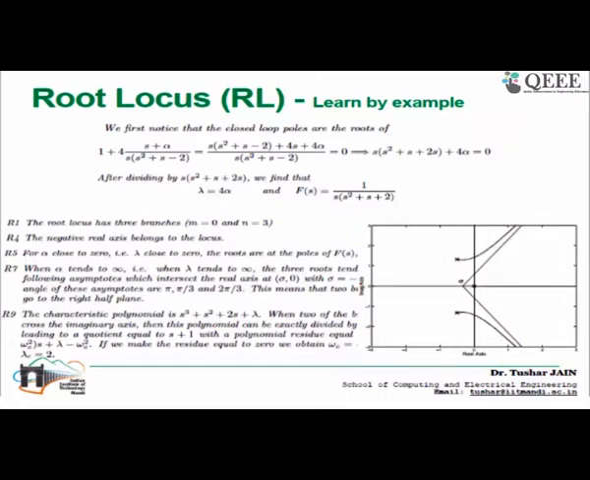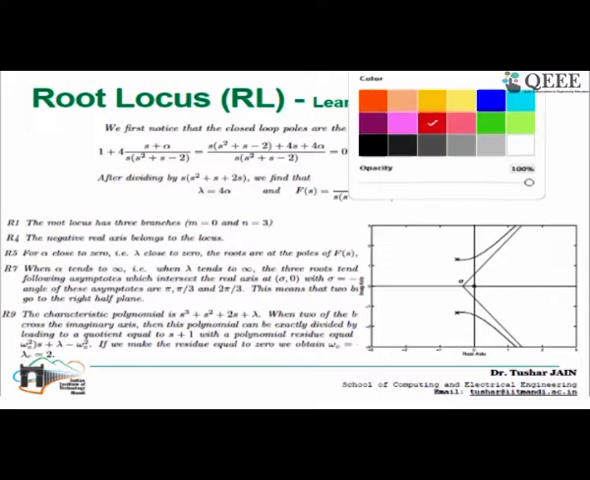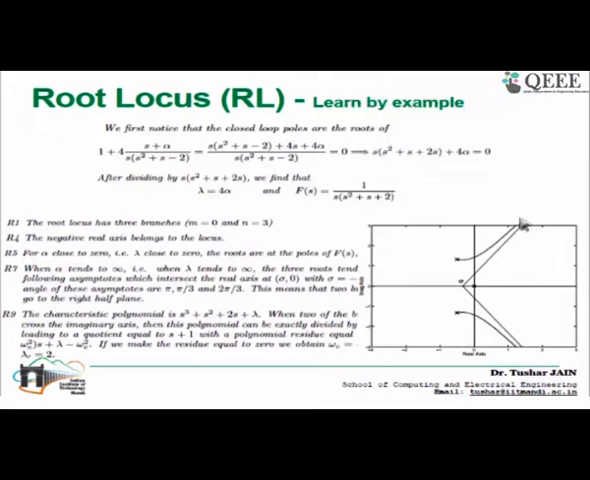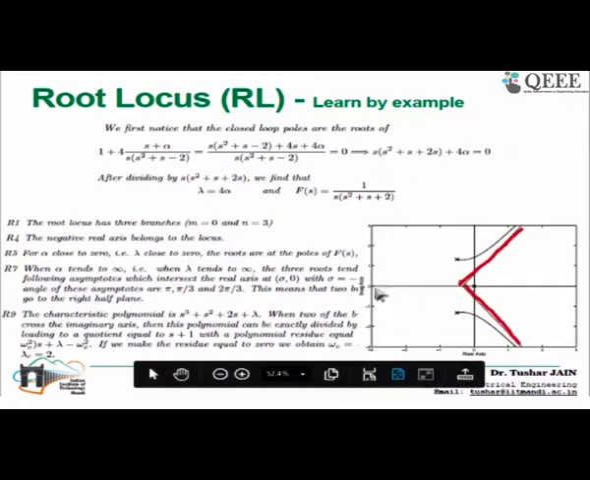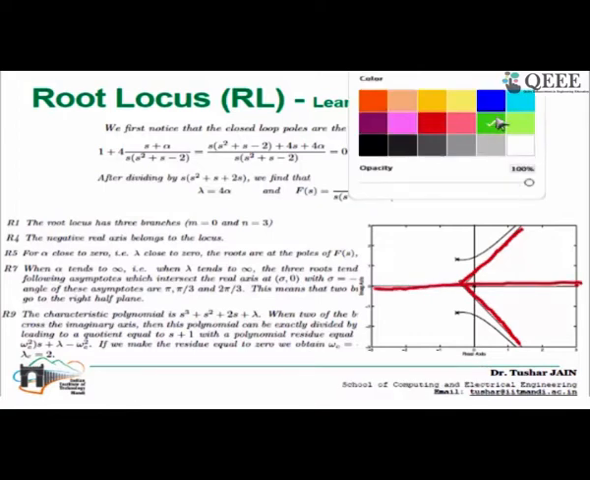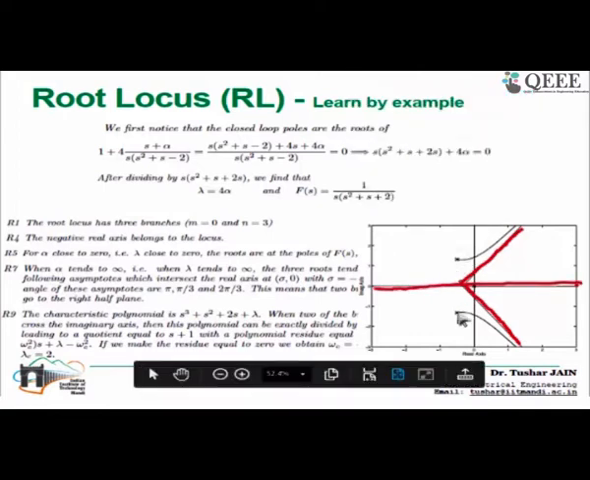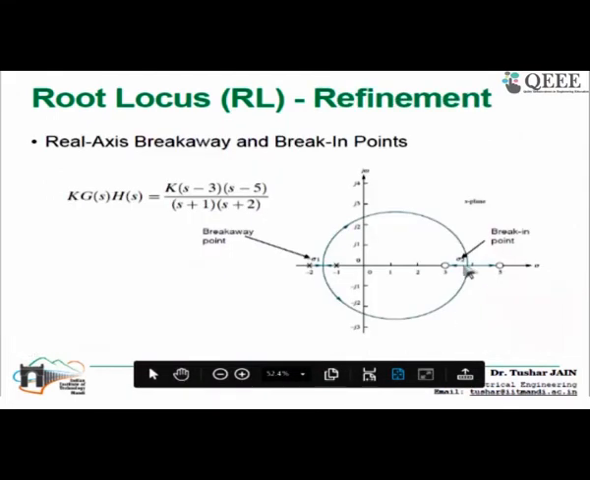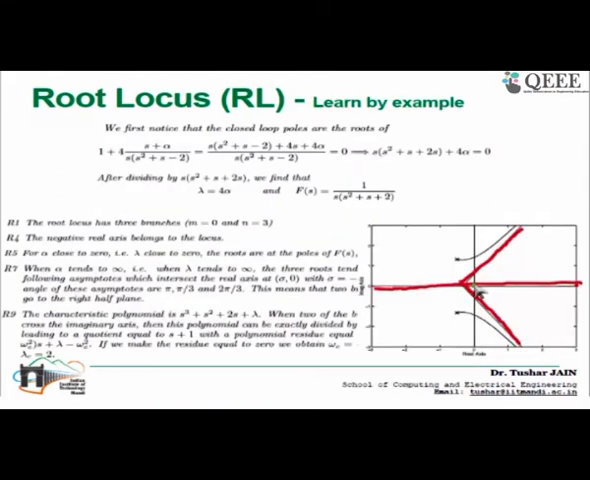I don't know if I can select a different color. Okay, good. So first see the 3 different asymptotes, one this one, this one, and one is this one. Now see the root locus. The root locus starts from the poles. So I have one pole here, I have one pole here, the complex conjugate poles.